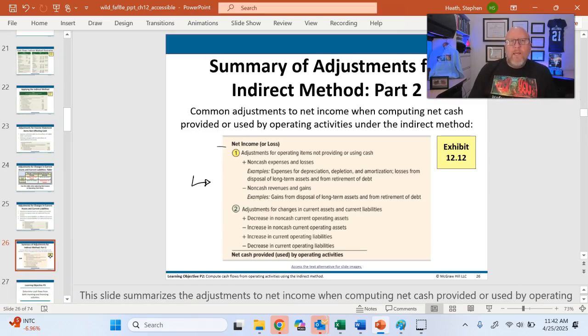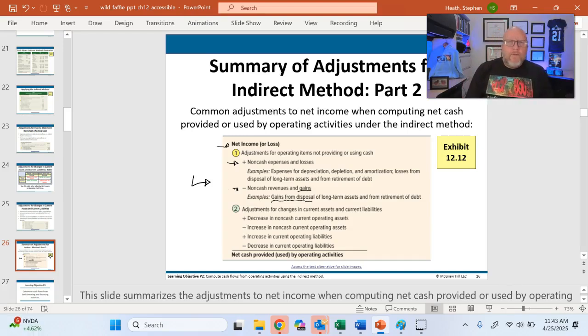So again, we're starting with net income, and then we would add non-cash expenses, right? So depreciation, depletion, amortization. And then we would also add back losses on the disposal of an asset. And then we are going to subtract any non-cash gain or any non-cash revenues. The most common, if ever, is the gain on the disposal of a long-term asset.